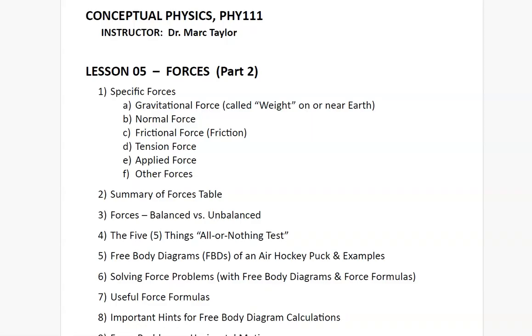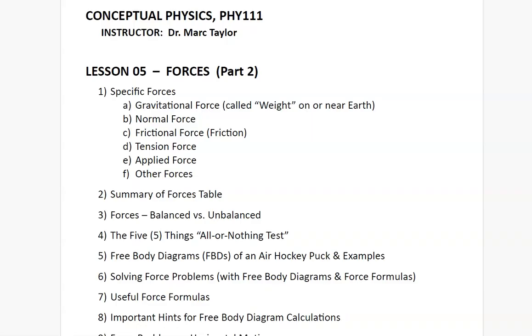So this one is Forces Part 2. And here we're going to talk about a number of very specific types of forces. Gravitational force, which essentially, when gravitational force is near the Earth, we just call that weight. The normal force, which you probably never heard of. Frictional force, which is the same as friction. Tension force, which is force along a rope or a cord or a cable, something that's pulled tight. Applied force just means a push or pull that somebody applies to an object, and some other forces.